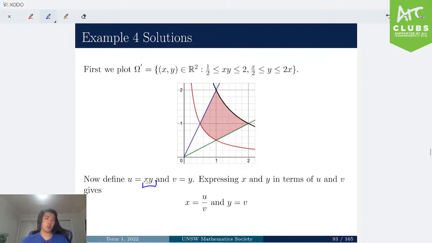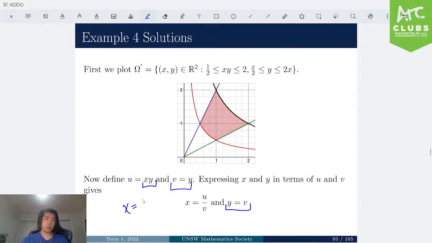So we'll make the sub u equals xy and v equals y. Okay? We can re-express x in terms of u and y in terms of v. Well, y is simply just v. And furthermore, x is equal to u, oops, what happened here?